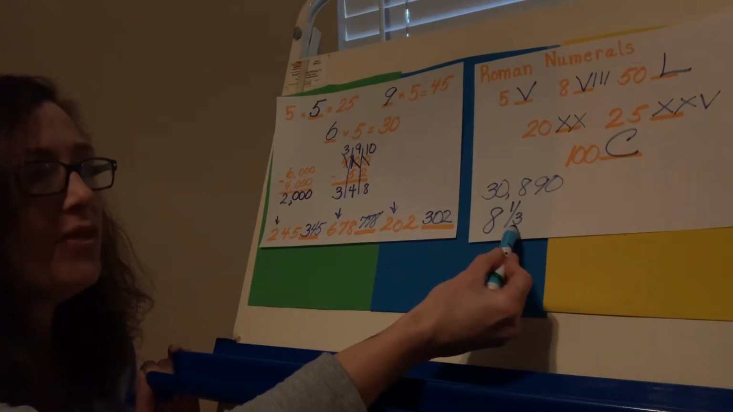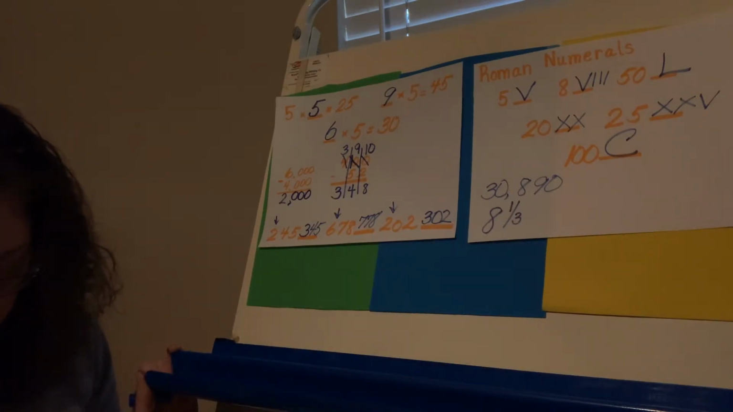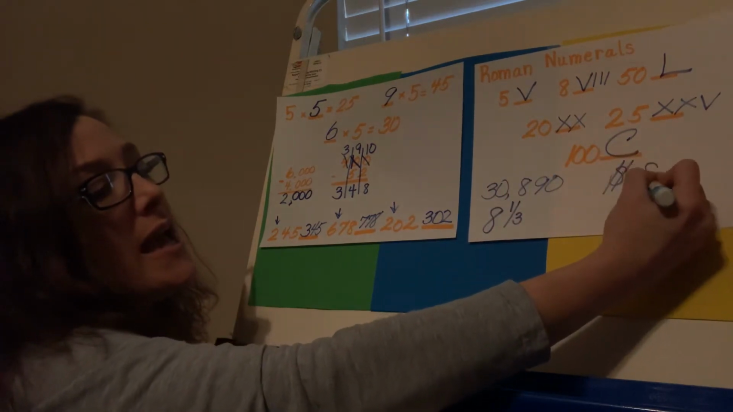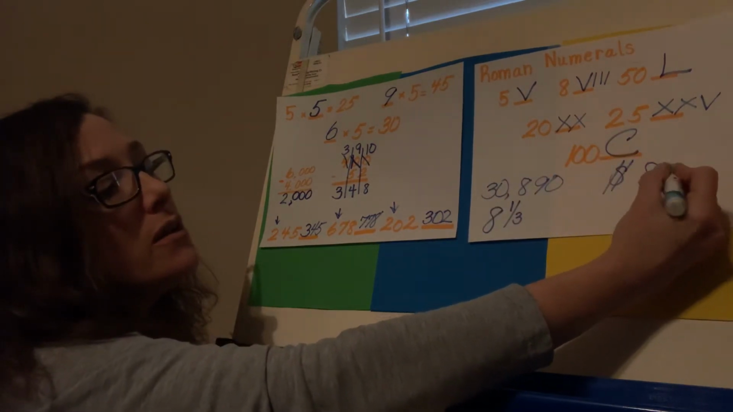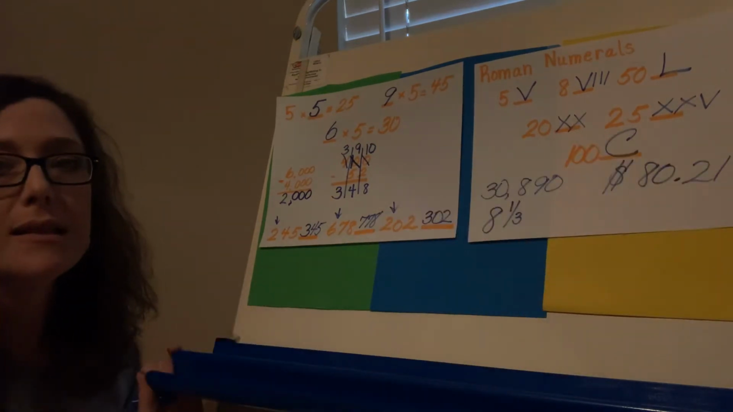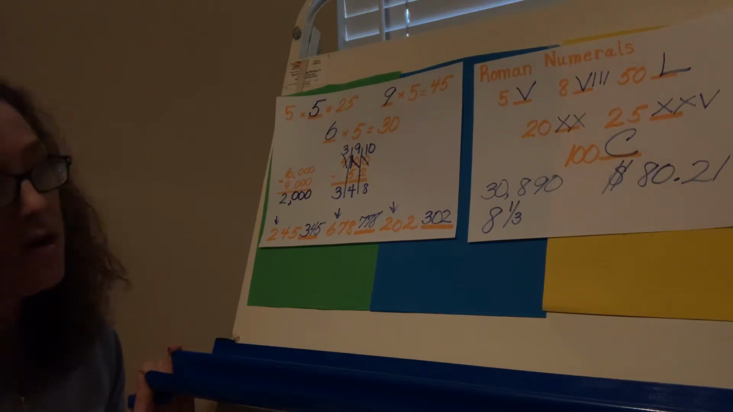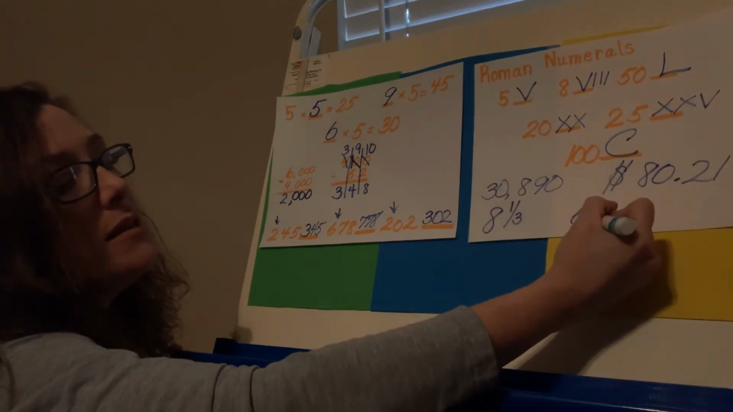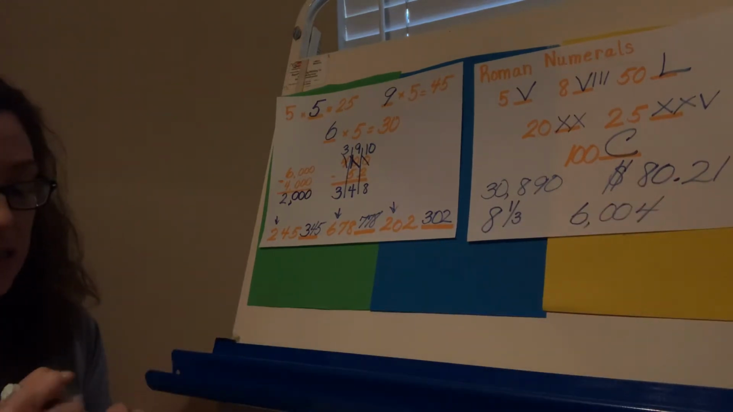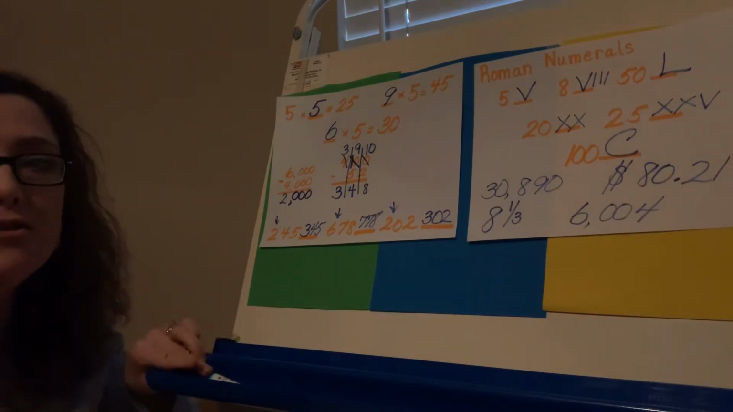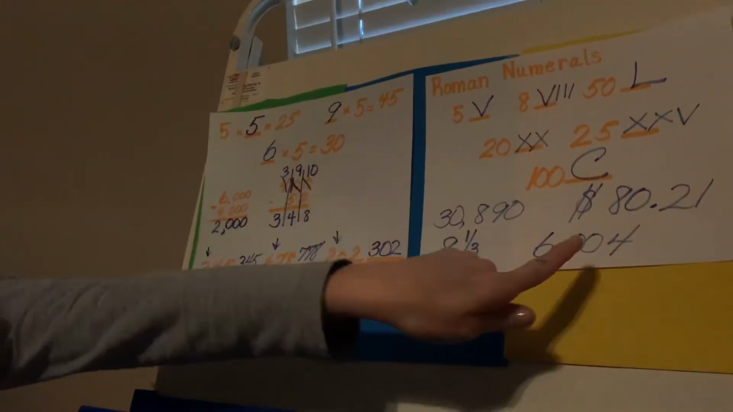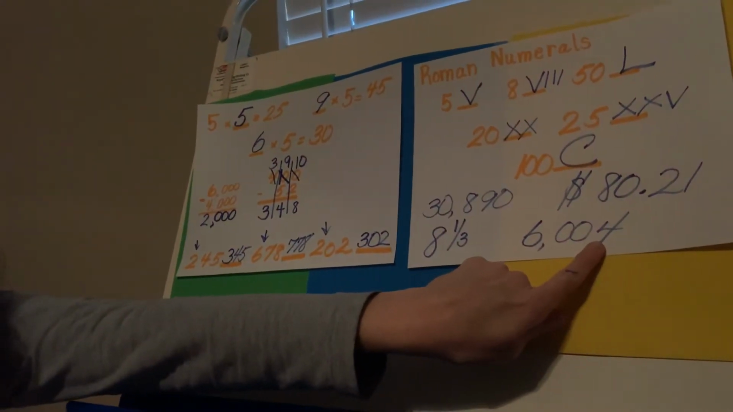8 1/3. Number 3 was money. We need our dollar sign first. $80.21. And number 4, 6,004. Now I did not say 6,400 or 6,040, so you had to put the 4 in the ones position. Okay?